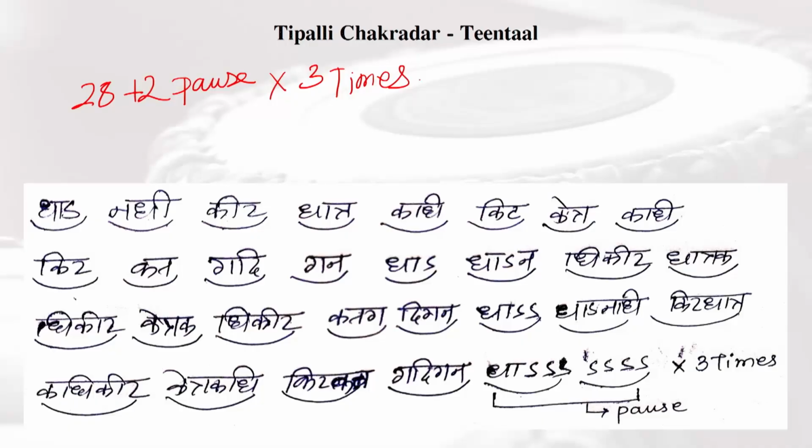So we have another example of Tipalli Chakradhar in Teen Tal. Dhan dhikit dhatak dhikit ketak dhikit kat gadi gan dha, dhan dhikit dhatak dhikit ketak dhikit kat gadi gan dha, dhan dhikit dhatak dhikit ketak dhikit kat gadi gan dha. Three times.